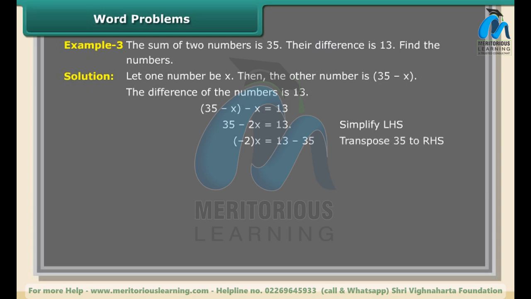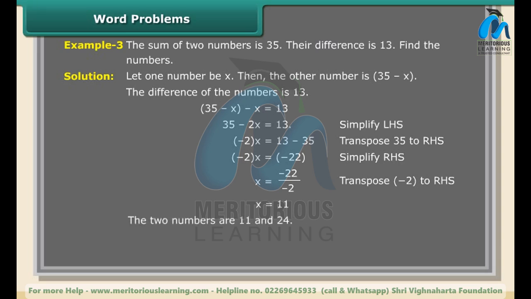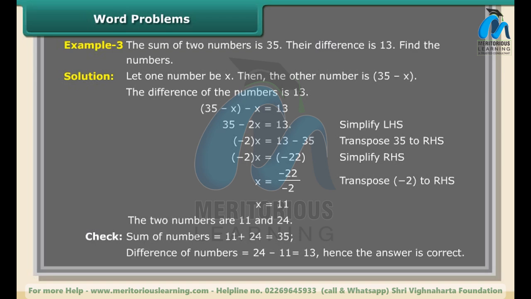Transpose 35 to RHS. 2x is equal to 13 plus 35. Simplify RHS. x is equal to 48 upon 2. Transpose 2 to RHS. x is equal to 24. The two numbers are 24 and 11. Check. Sum of numbers is equal to 11 plus 24, which equals 35. Difference of numbers is equal to 24 minus 11 is equal to 13. Hence, the answer is correct.